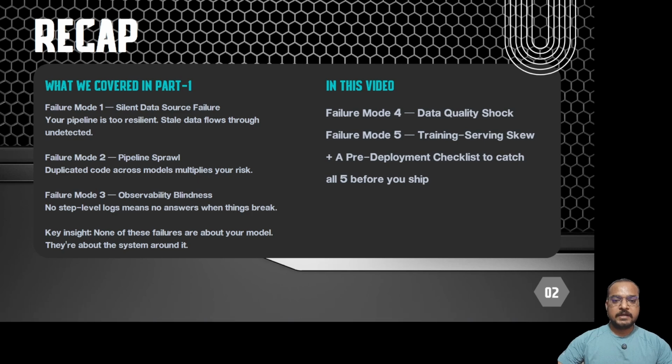In part 1, I shared 3 ways a perfectly healthy model can fail in production: silent data source failure, pipeline sprawl, and observability blindness. If you haven't watched that yet, link is in the description. In this video, we are covering the final two failure modes, both of which hit closer to the model itself, plus a pre-deployment checklist you can use before your next model goes live. Let's get into it.